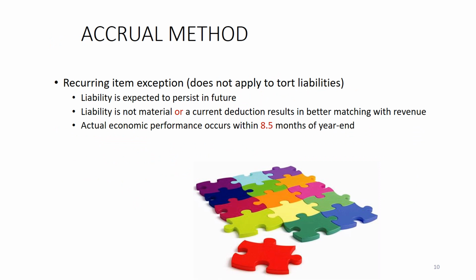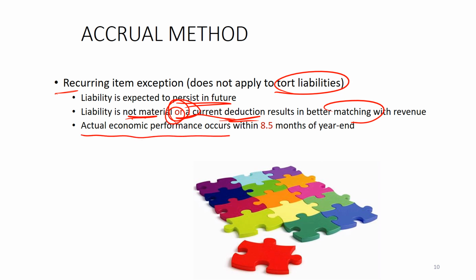The recurring item exception is an important exception here. Notice it doesn't apply to the tort liabilities that we just mentioned on the other slide. First of all, the liability has to be expected to persist into the future. It cannot be material, or alternatively, a current deduction would result in a better matching. We all understand the matching principle. And then this is real important in here: the economic performance occurs within 8.5 months of year end.